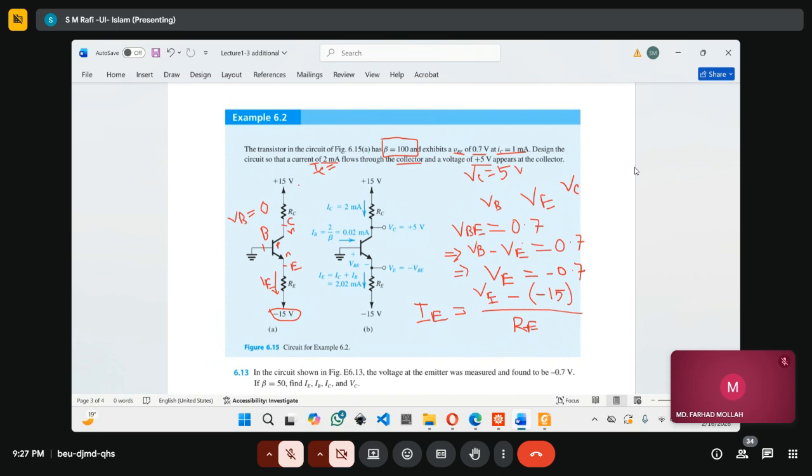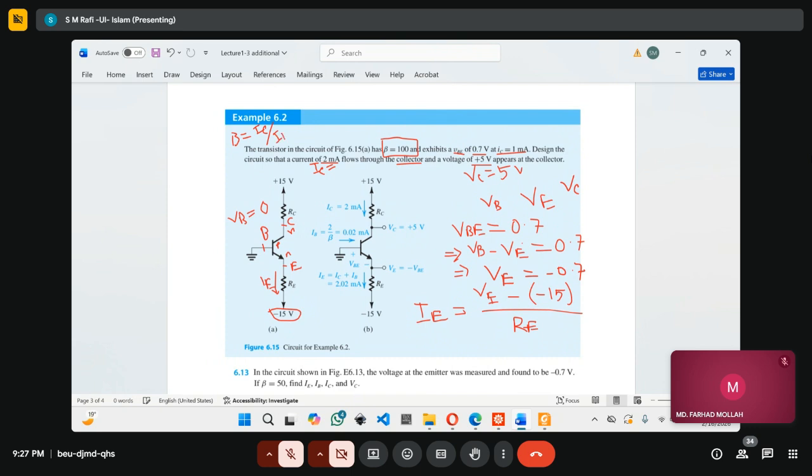That should be equal to the current, right? But what was given here, the question was really straightforward: IC value equal to 2 milliampere, right? And this is beta. So what is the beta formula? Beta equal to IC divided by IB, right?